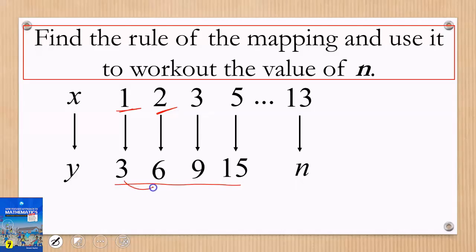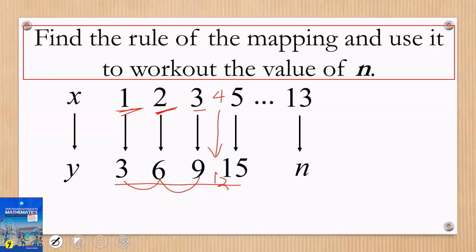If I add 3 to this, I get that. If I add 3 to this, I get that. And if I add 3 again, it follows 1, 2, 3 to work. So assuming 4 is here, and I add 3 to it, I'll get 12. Then plus 3, I'll get 15. Okay, so what is the rule here?